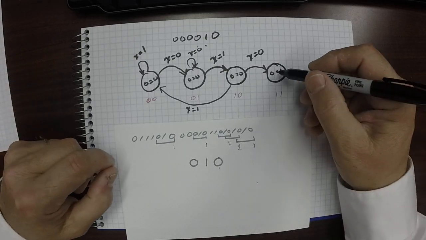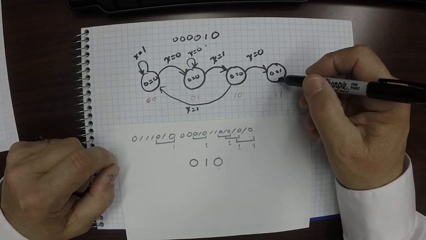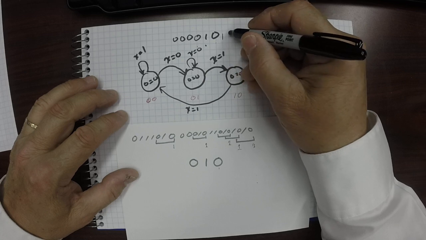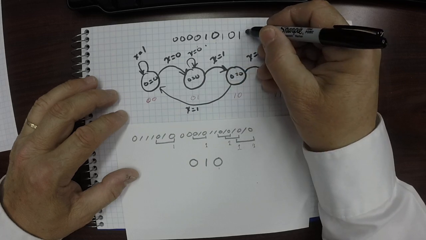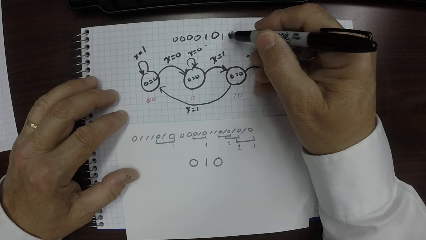So now I've got everything except this last one. The last one's just a little tricky, because the last one I have to incorporate this situation right here, where I have 0, 1, 0, 1, 0, 1, 0.